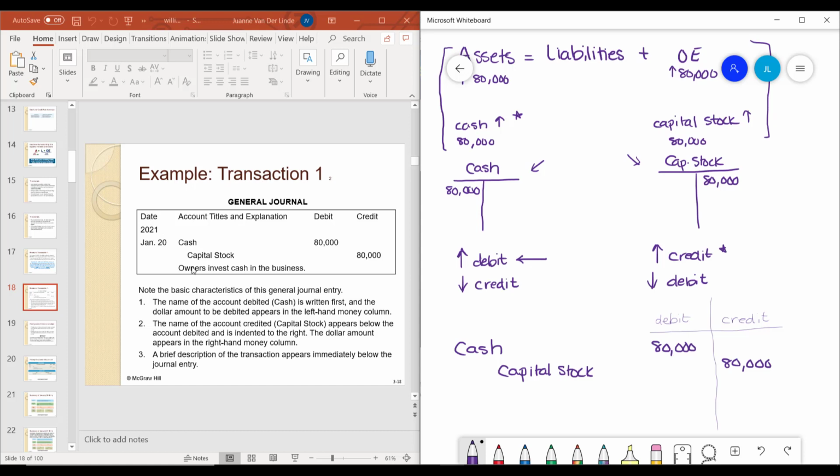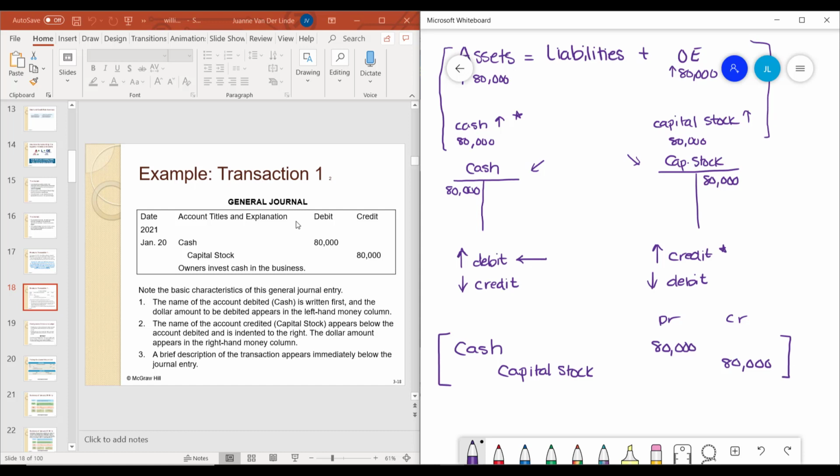It's dated. There's an explanation: owner invests cash in the business, of what's happening there. And then we can see this is happening all in the general journal. But keep in mind, this imaginary T account isn't drawn usually for us. But sometimes you'll see debit and credit signs listed up above. That's my debit column, that's my credit column. So this is how you journalize that transaction.